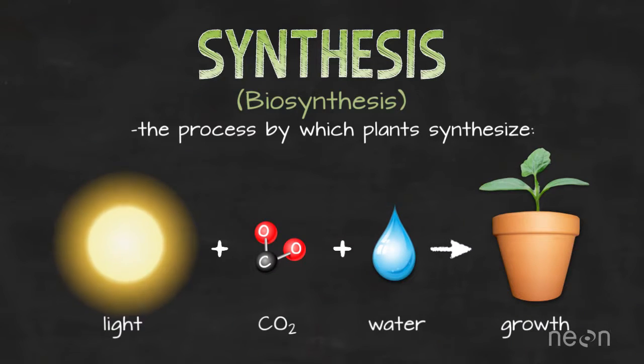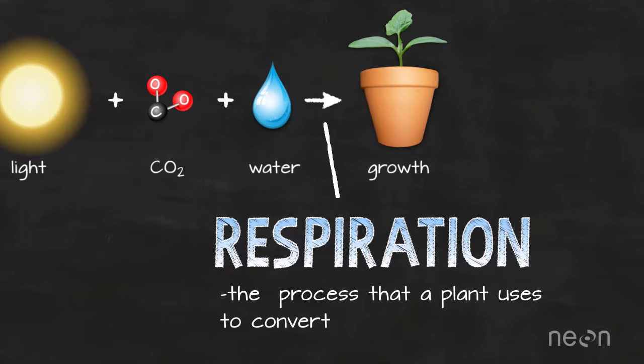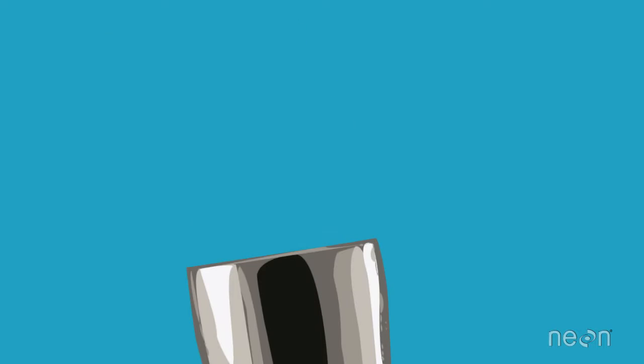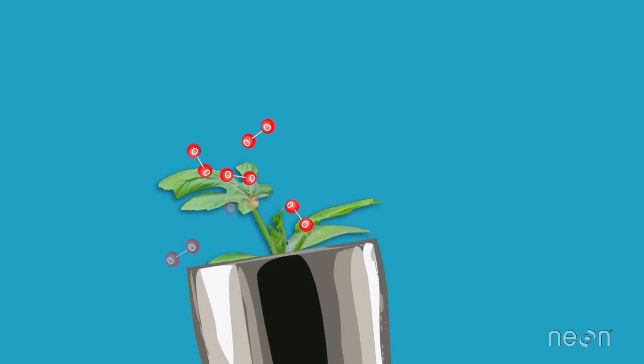Using energy from sunlight, CO2 and water are synthesized to create sugar. This sugar is then converted into energy that plants need to grow through a process called respiration. So the delicious CO2 that plants absorbed, mixed with some sun and water, creates the perfect cocktail to produce that energy that plants need to grow.